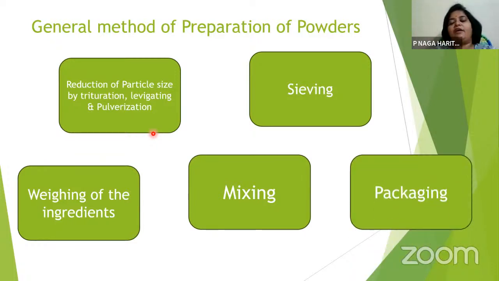And then finally, we have the packaging. The packaging can be done either in the bulk form or in the divided form. If it is in the divided form, you have to pack them in the packets. In the paper packets, you have to pack them. Okay, so these are the general steps that we follow in the preparation of the powders. So this is all about the pharmaceutical powders.